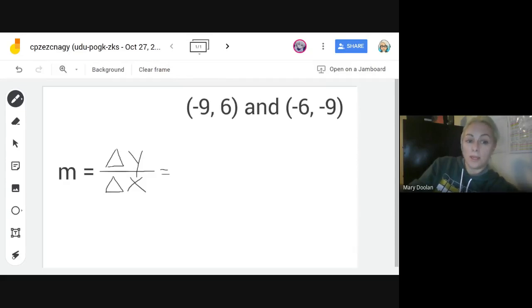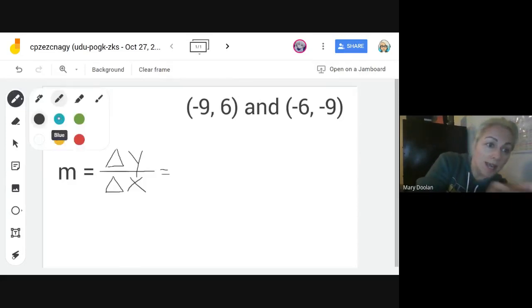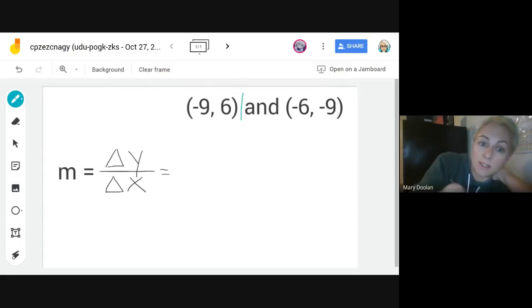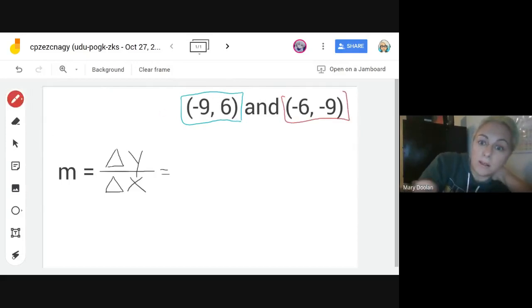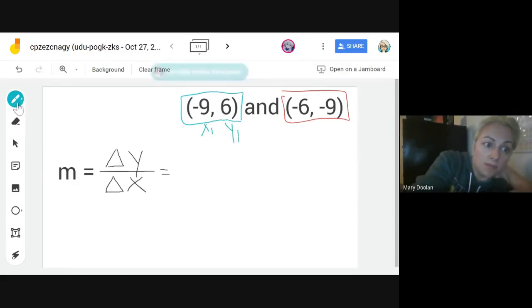So slope is change in y over the change in x. And what you can do is decide, which ordered pair is going to be your first ordered pair. So I'm going to make this one my first ordered pair, and then I'm going to make this one my second ordered pair. You can color code or you can label. It's up to you. This is going to be x1. This is going to be y1. Colors help. This is x2, and this is y2.